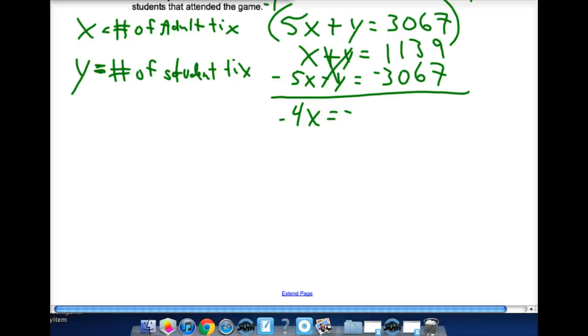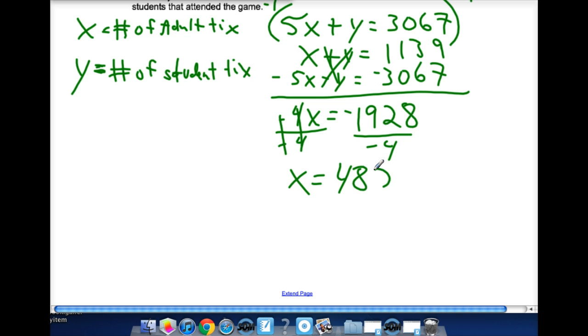1928? Leave that number on your screen, people, because all you have to do is hit divided by -4. Divided by -4, x is 400-something. Use your calculator. 482. So we know that 482 adults were at that game.